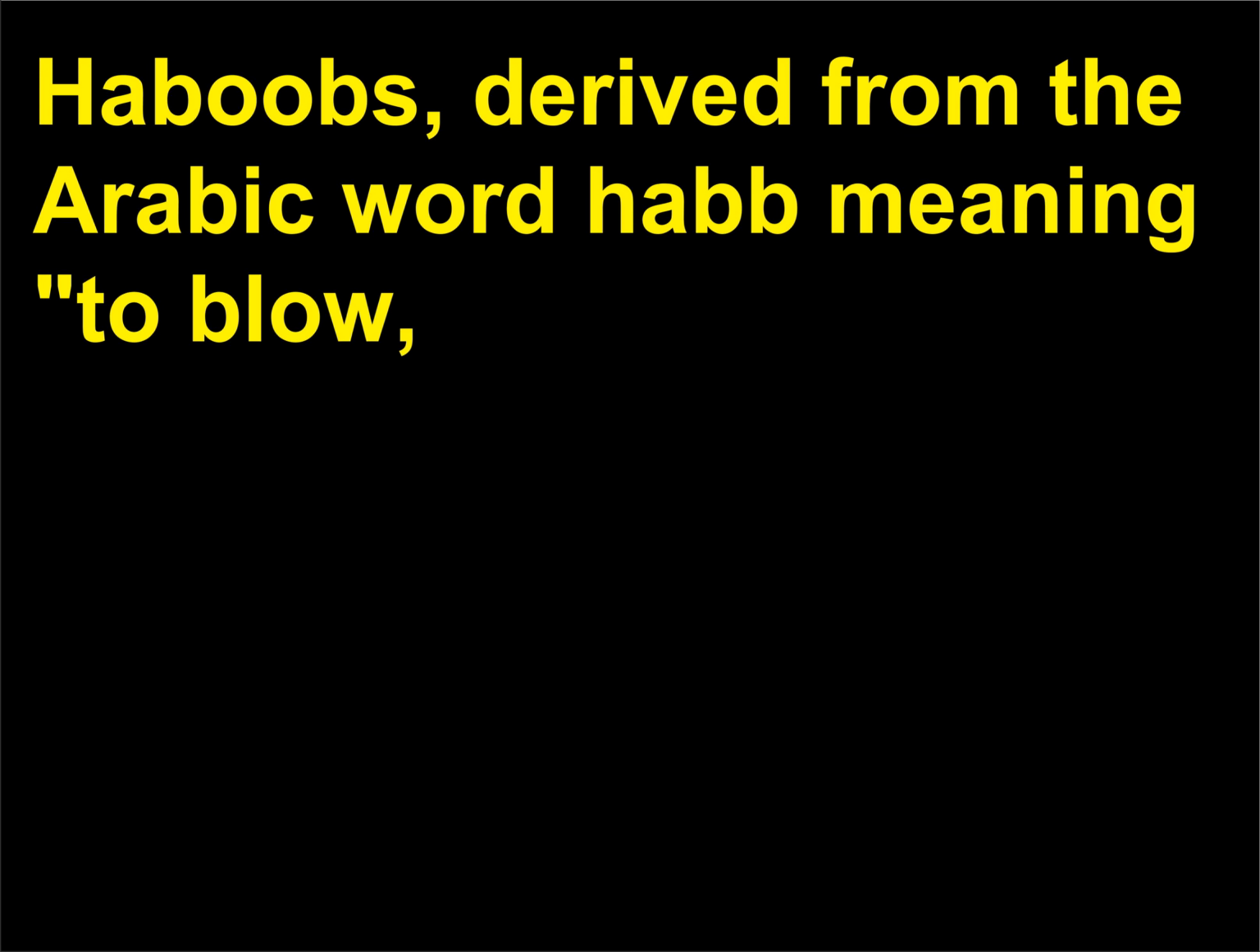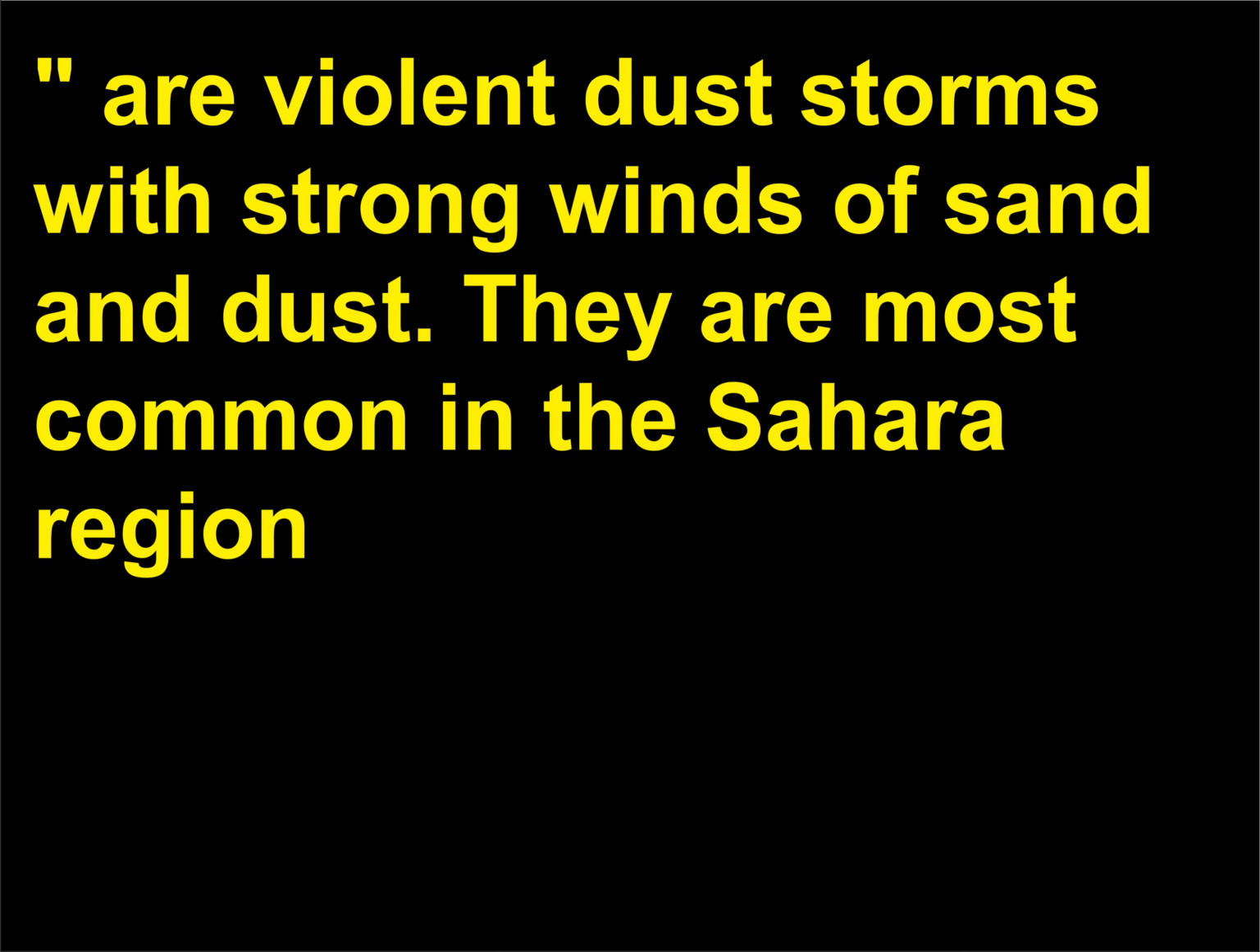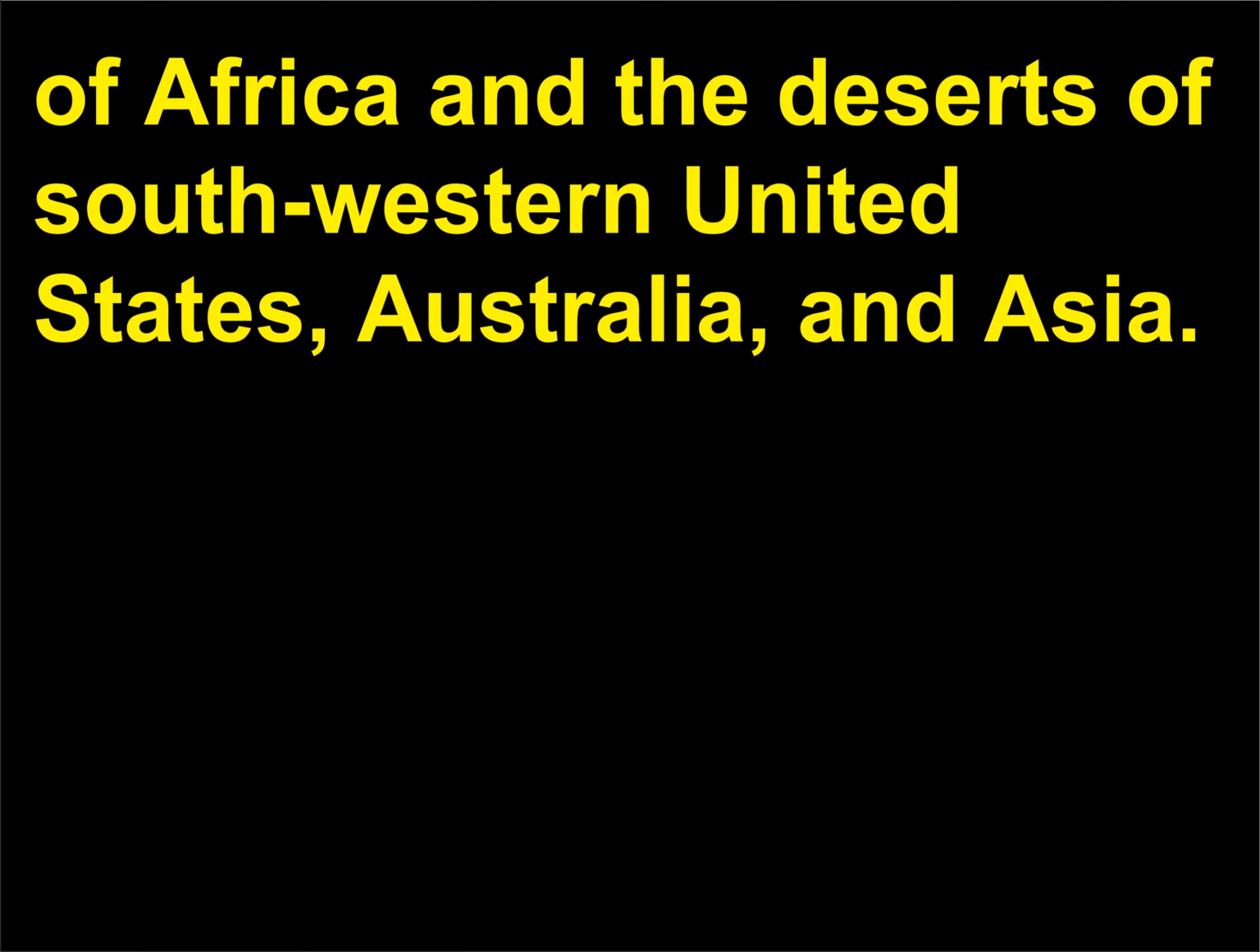Haboobs, derived from the Arabic word hab meaning to blow, are violent dust storms with strong winds of sand and dust. They are most common in the Sahara region of Africa and the deserts of southwestern United States, Australia, and Asia.